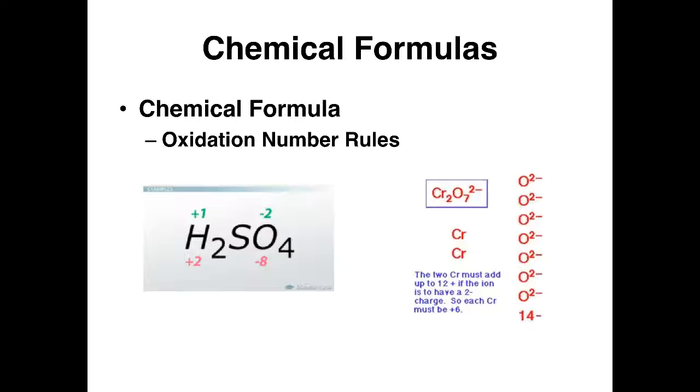The answer to the first one: sulfur has to have an oxidation number of +6 in order for that to follow all the rules. So let's do some practice here.